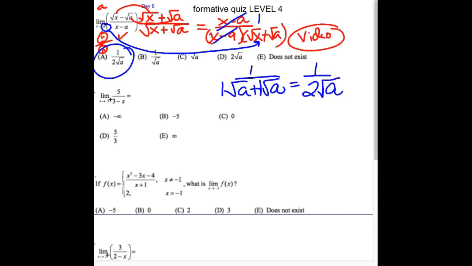And I'm approaching 3 from the right-hand side. I plug a 3 in and I get 5 over 0. This tells me I'm going to one of the infinities. Okay, so I'm now at, because there's an infinite amount of zeros in 5, I'm either A or I'm E.